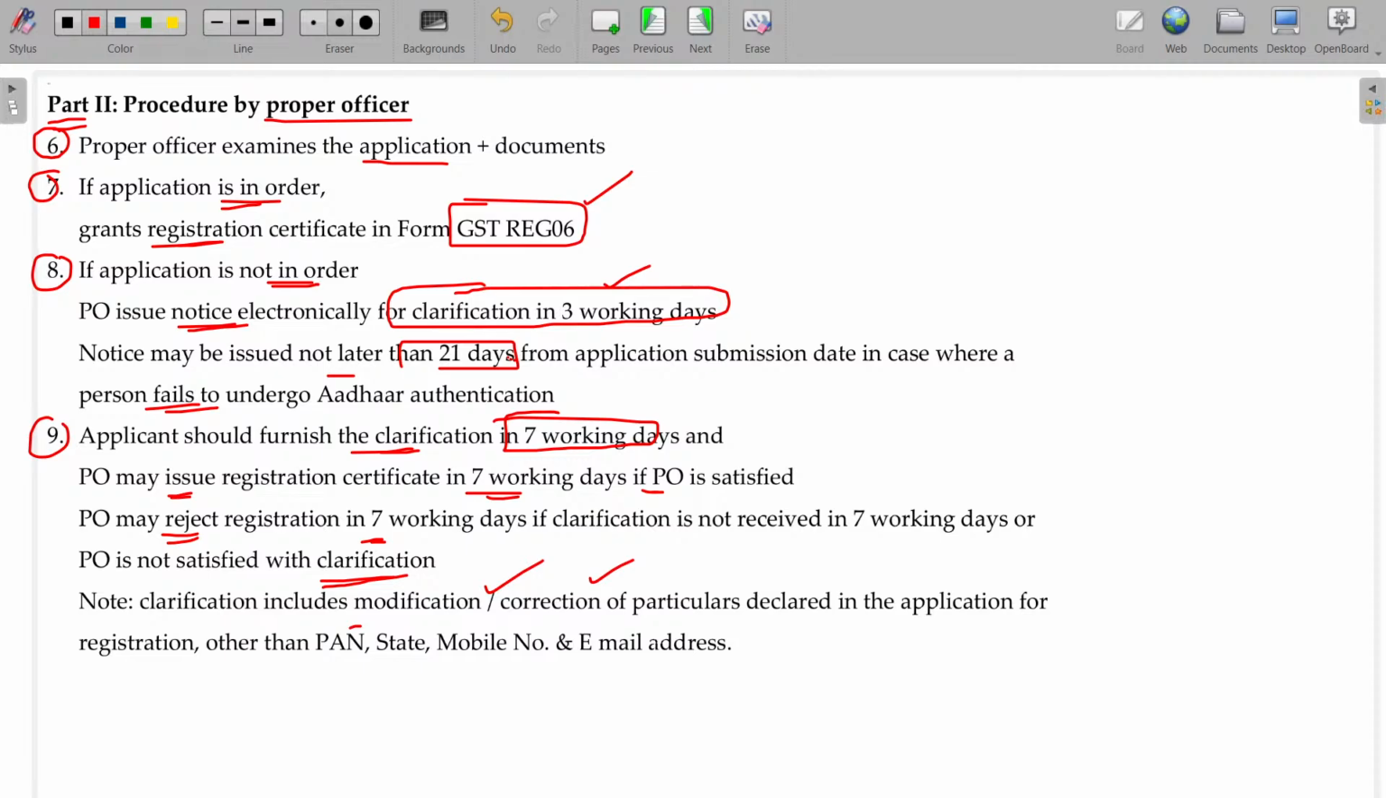So only 3 working days, within that they have to ask for clarification. In other cases, 21 days may be taken. Once clarification is sought, you have to respond within 7 days. From the date of receipt of the clarification, within 7 days, either the allotment of registration is confirmed or rejected, without seeking any clarification further. Is that clear?